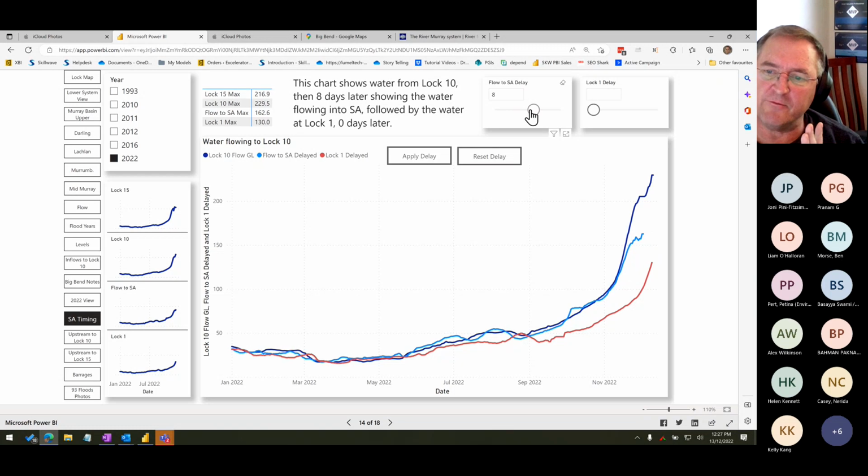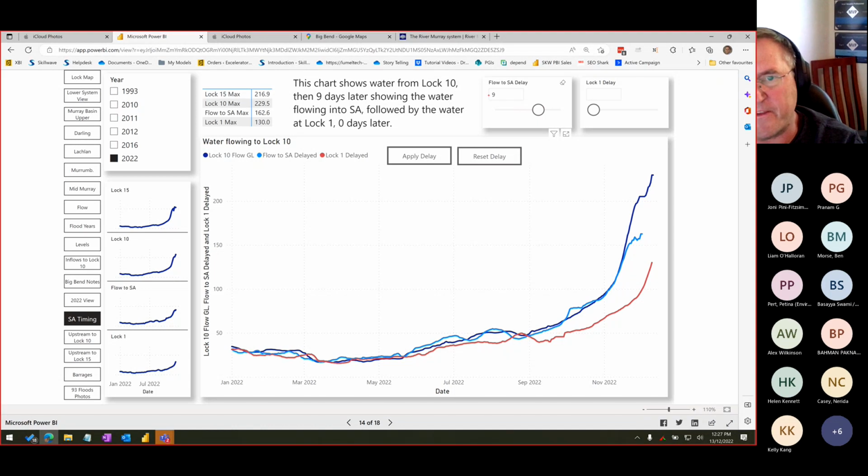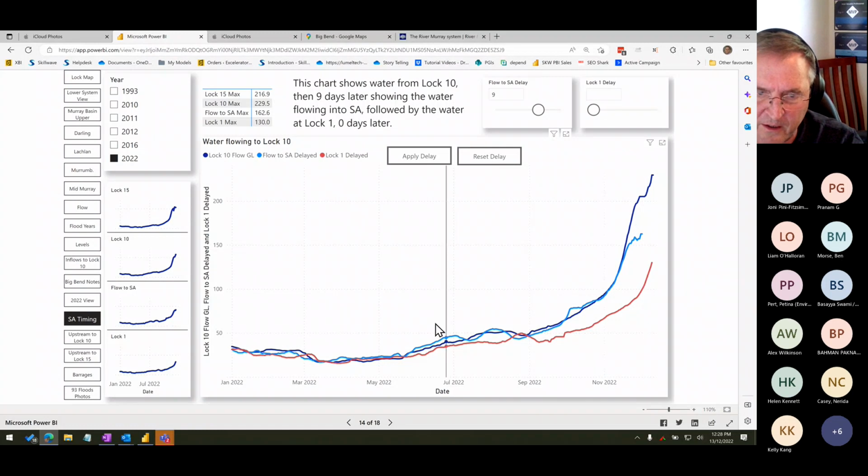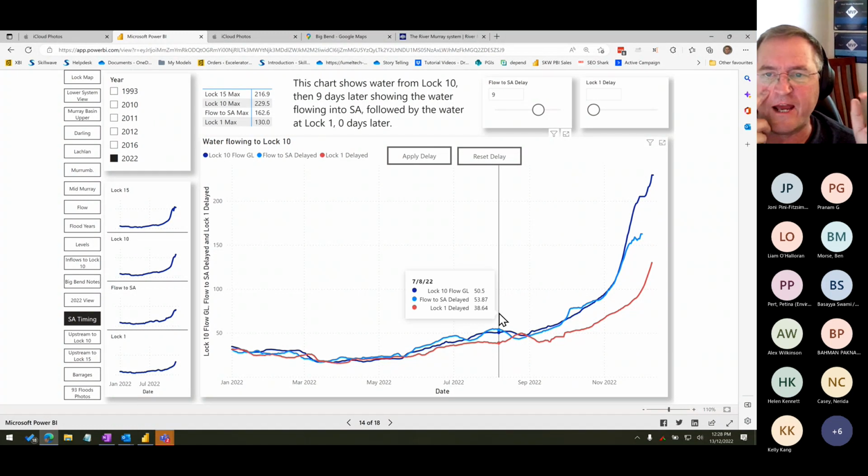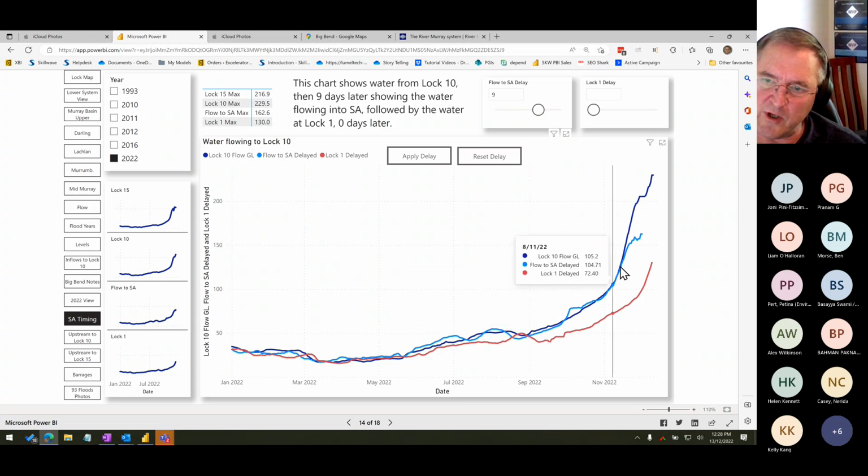What I'm effectively doing is putting a delay. If I assume there's a 9-day delay between lock 10, the dark blue line, and the blue line, which is the flow to SA, you can see that those lines much more closely overlap with each other. Now, it's not perfect because there's all sorts of things happening. There are releases of water, and different wetlands out to the horizontally soaking up the water. But you can see that this looks like a reasonable approximation.